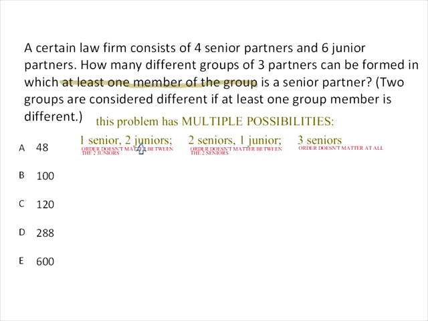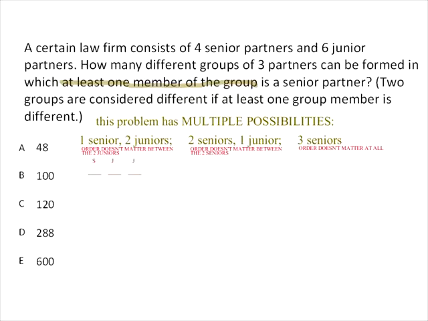So you've got some blanks. Remember, you've got to have a blank for each of these choices. So let's do that. 1 senior, 2 juniors. So there's going to be a blank for your senior. The first blank is going to be for a senior. Second 2 blanks are going to be for juniors.